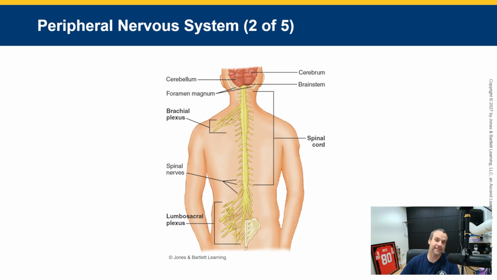Now, because of this specific arrangement, an injury that's close to the spinal cord could produce different patterns of weakness and sensory loss from an injury that's farther along a single peripheral nerve.